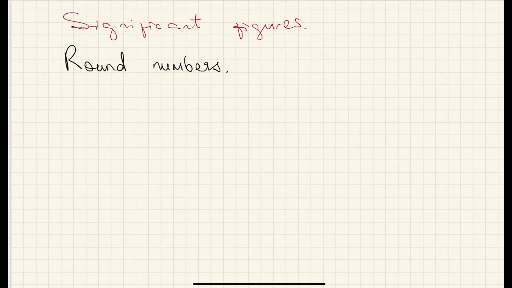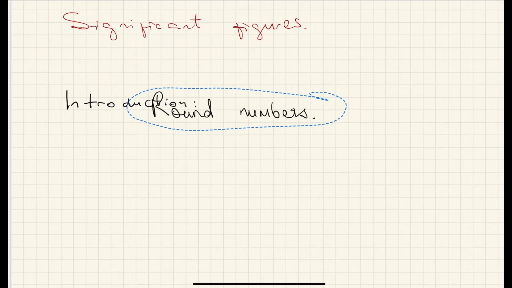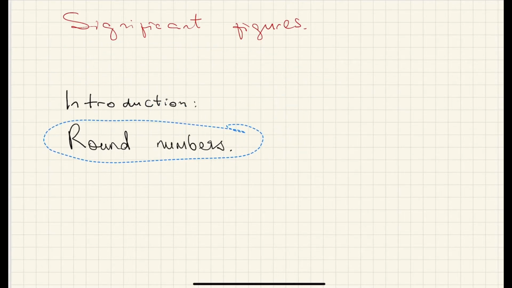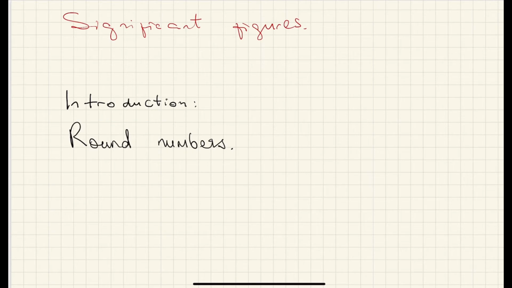All right. So the last video we talked about approximations and error intervals for place value. We talked about place values in error intervals. Okay. So for this one, let's talk about significant figures. Error intervals in significant figures. So what we're going to do, let's start with an introduction. And in that introduction, we'll talk about round numbers.